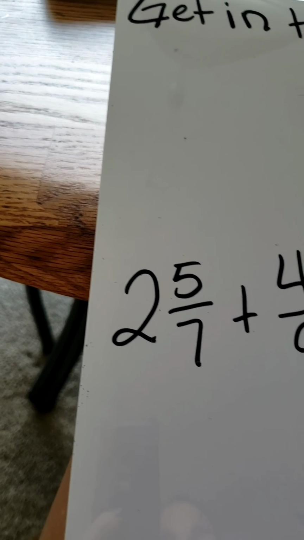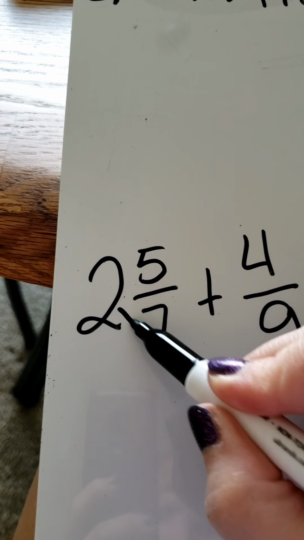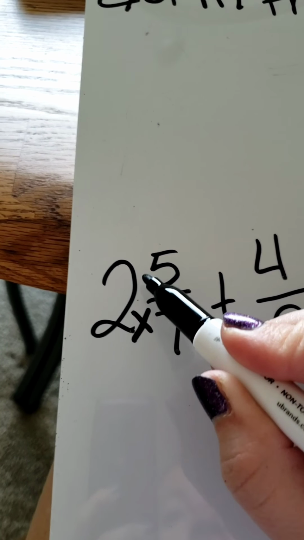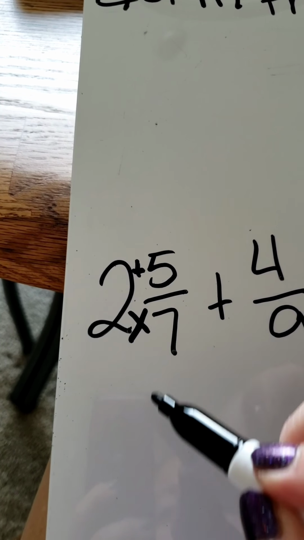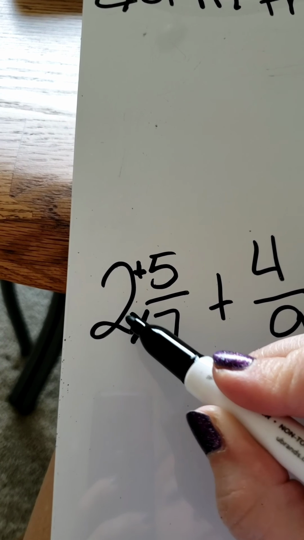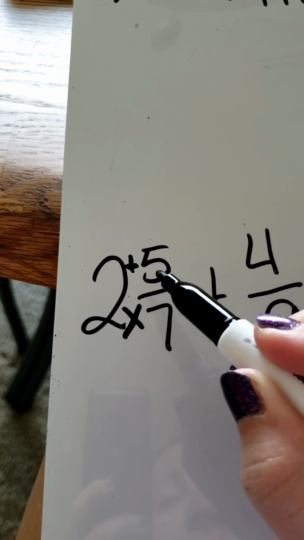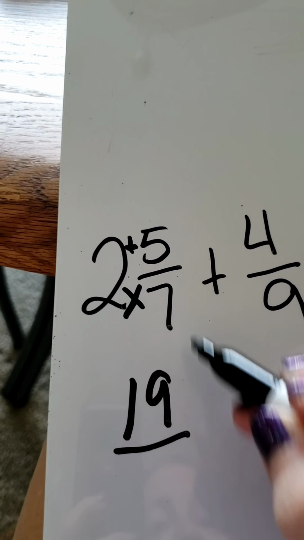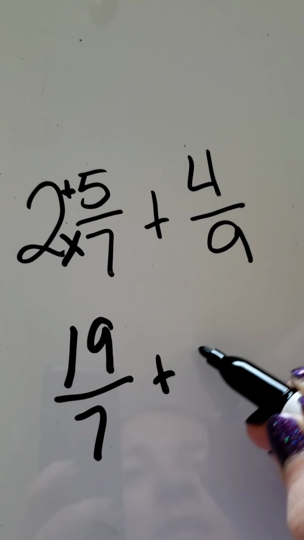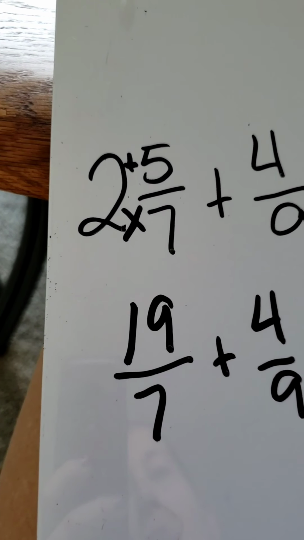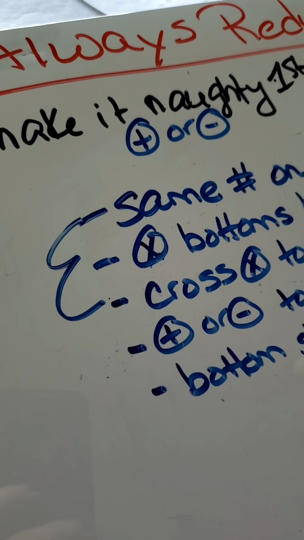So if you remember how we did that yesterday, we will take our denominator, multiply by our whole number, and then add the numerator. So 7 times 2 is 14 plus 5 is going to give me 19. Denominator stays the same. Just making my new problem. So this is my new problem. Okay, now once I've done that, I can go ahead and continue with my next step.